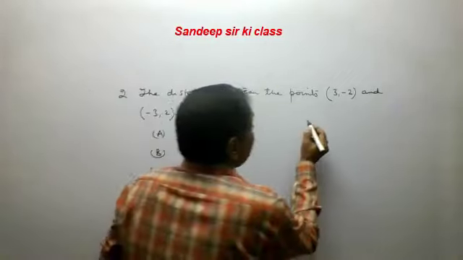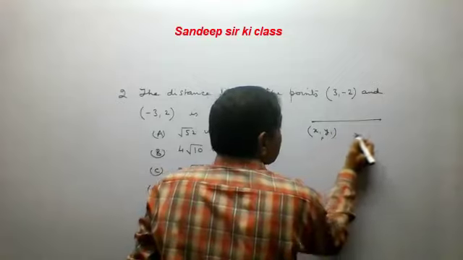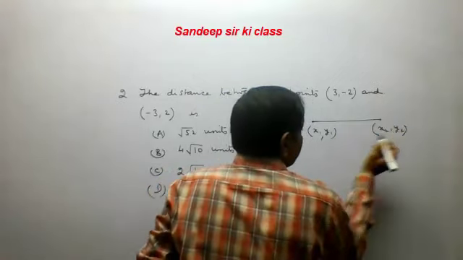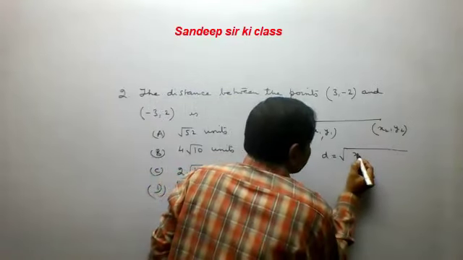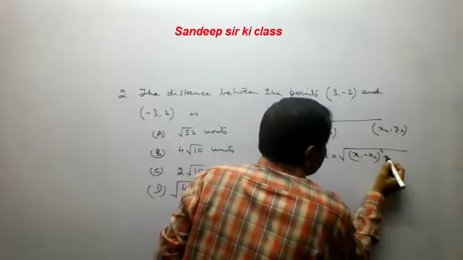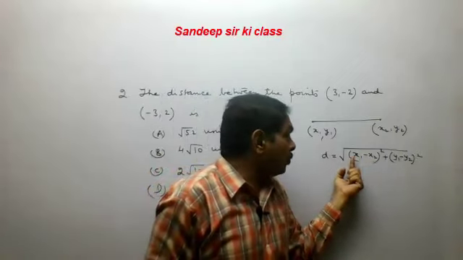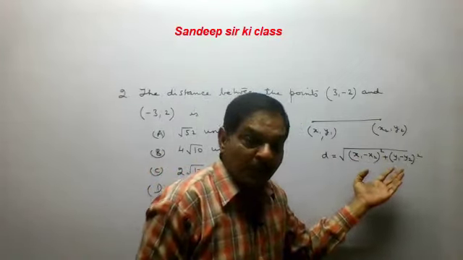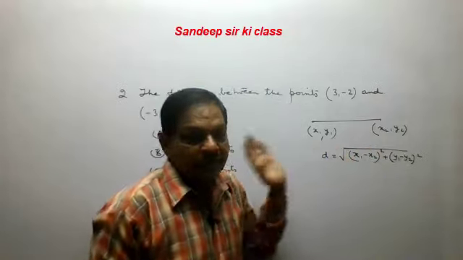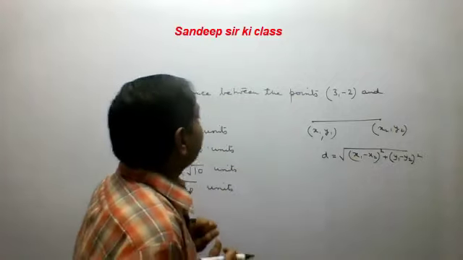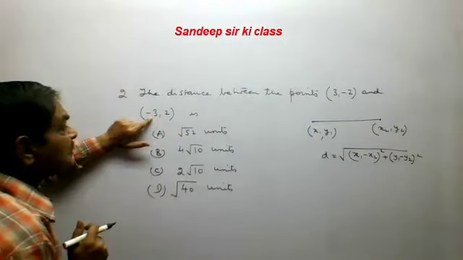We know that if 2 points are there whose coordinates are (x1, y1) and (x2, y2), then the distance d between them is given as under root (x1 minus x2) whole square plus (y1 minus y2) whole square. We can write it as (x2 minus x1) whole square plus (y2 minus y1) whole square, because squaring is there, and if we square then the number will become positive. So we can write it either way. Here (x1, y1) is (3, -2) and (x2, y2) is (-3, 2).